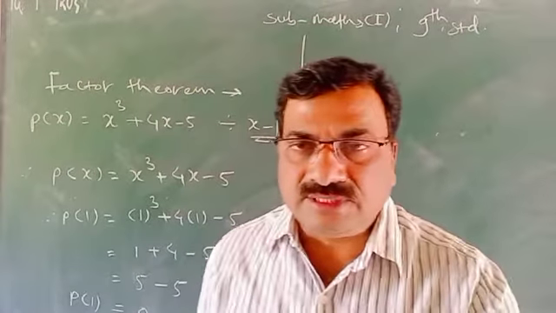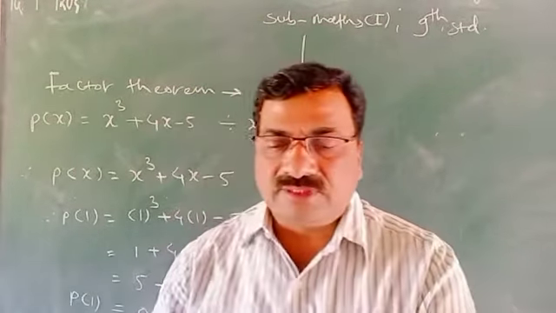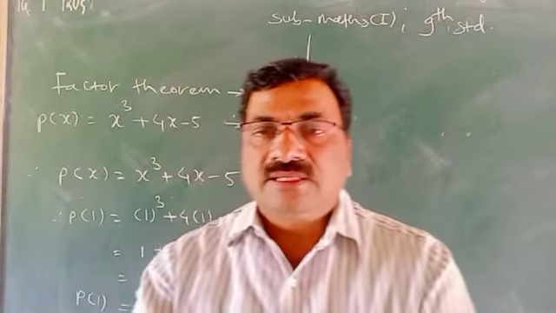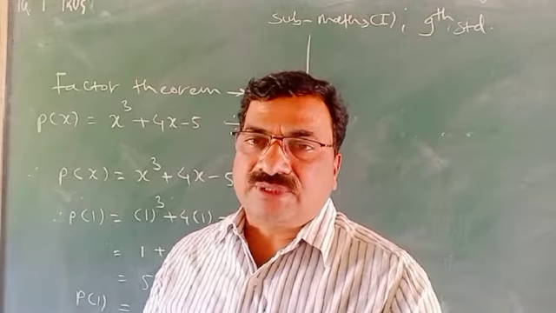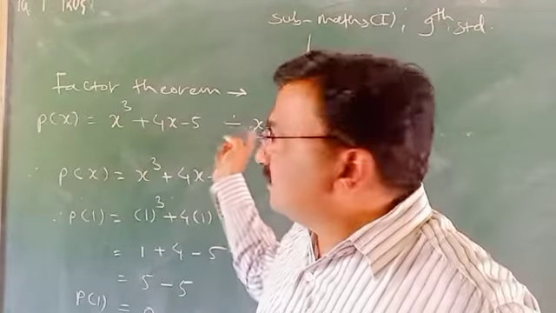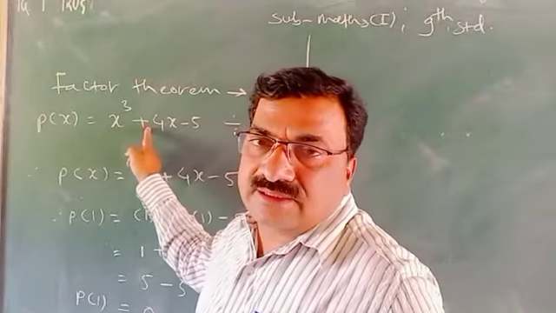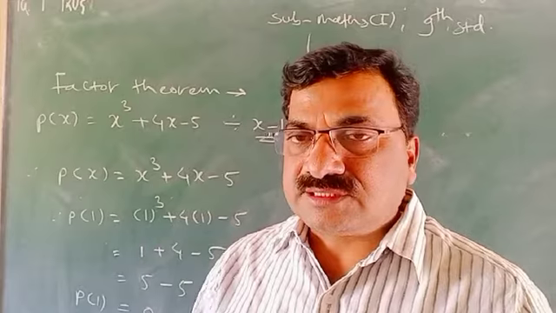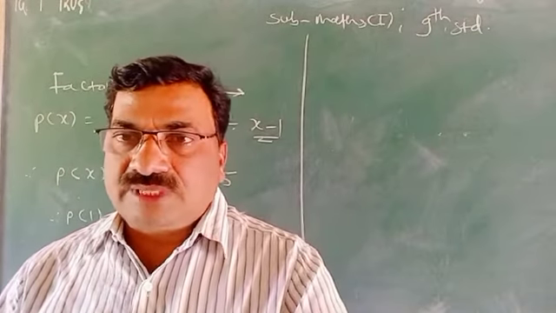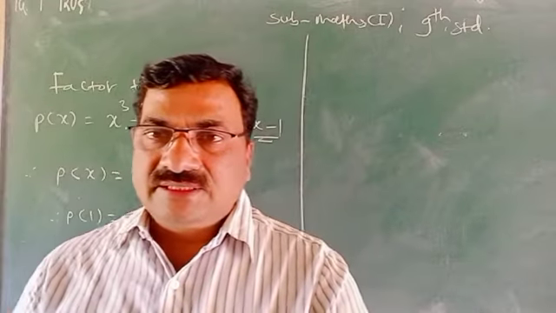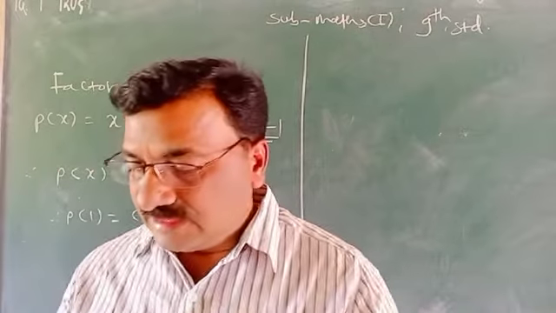Therefore, by the remainder theorem, if the remainder is 0, then that divisor is a factor of the dividend. Therefore, x minus 1 is a factor of the dividend. This is the theorem, the factor theorem. If the remainder is 0, then the divisor is a factor of the dividend.